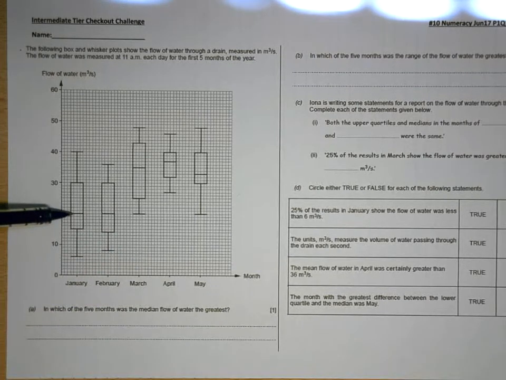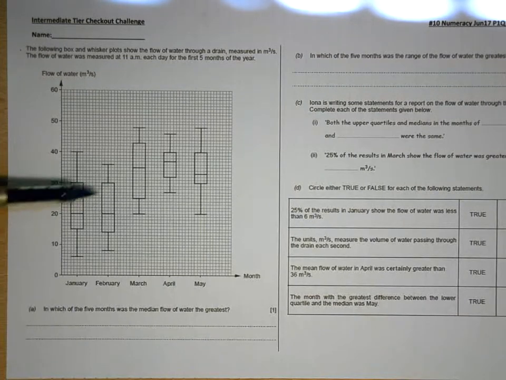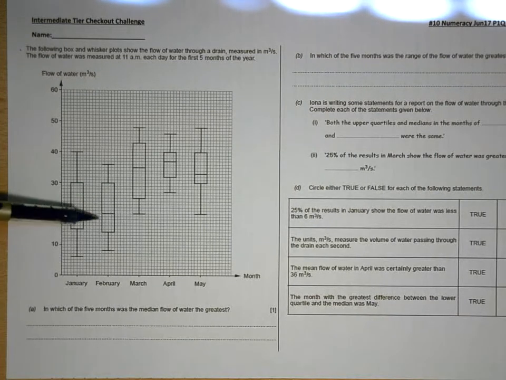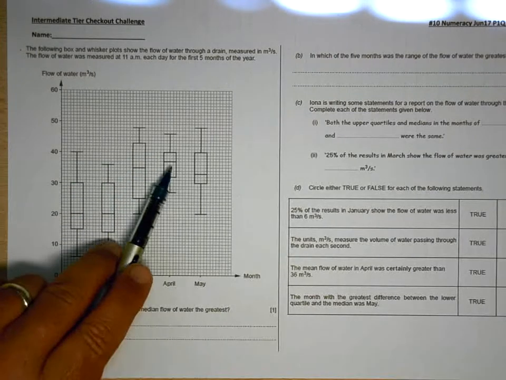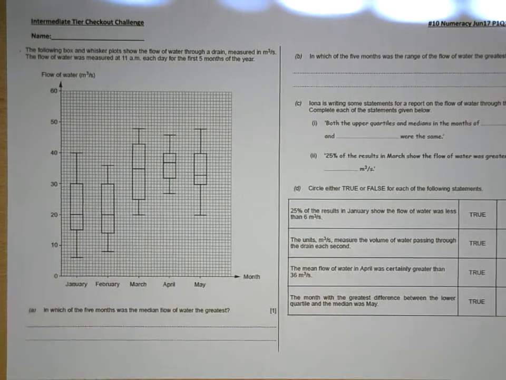So the median is the horizontal line within the box, and we're looking for where that was at the greatest, which we can see is there, so April.